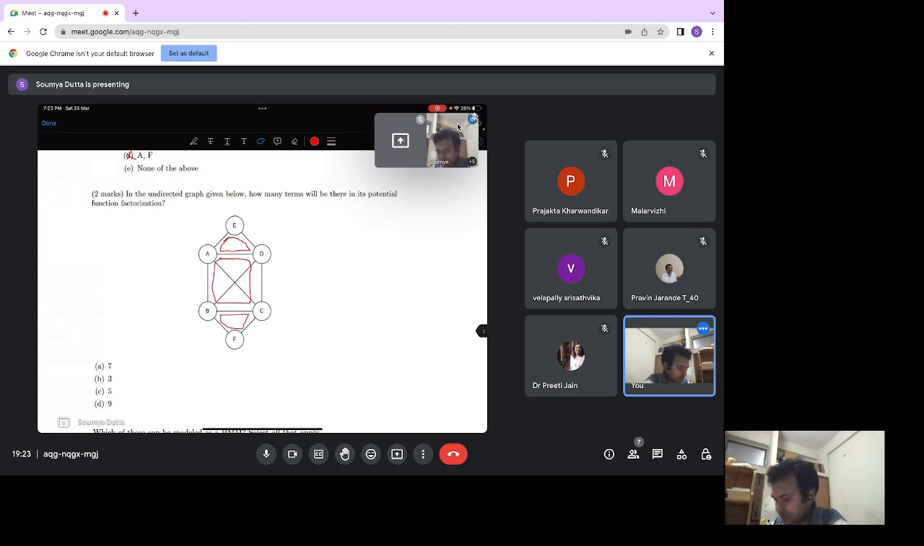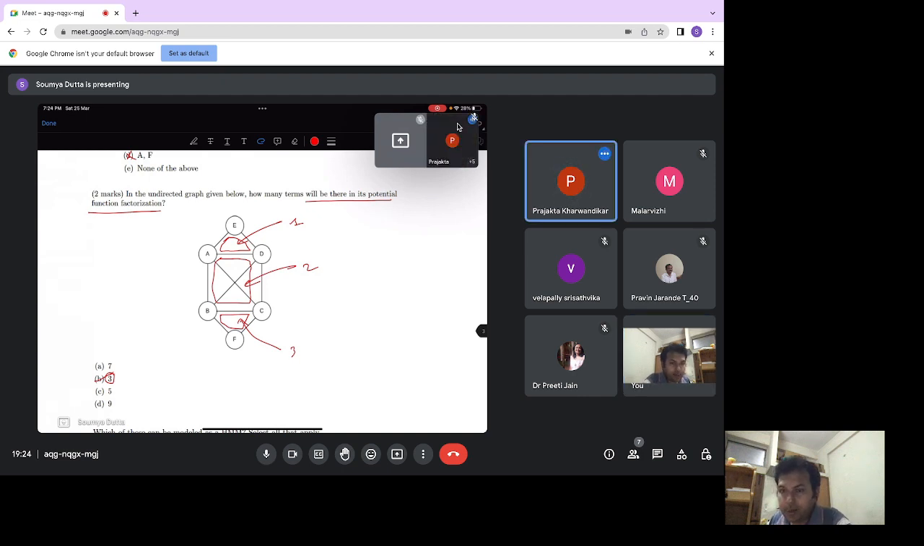You have covered all the nodes. If this is clique 1, this is clique 2, and this is clique 3, then you see that all these nodes are connected, they form a loop within themselves. And how many terms will be there in its potential function? That will be equal to the number of maximal cliques that you have in this particular graph, and therefore the answer is 3. Of course, once you find the number of cliques to be 3, you know that would be the answer, because if you have 3 maximal cliques, that should be the minimum number of terms that you have in the potential function factorization.